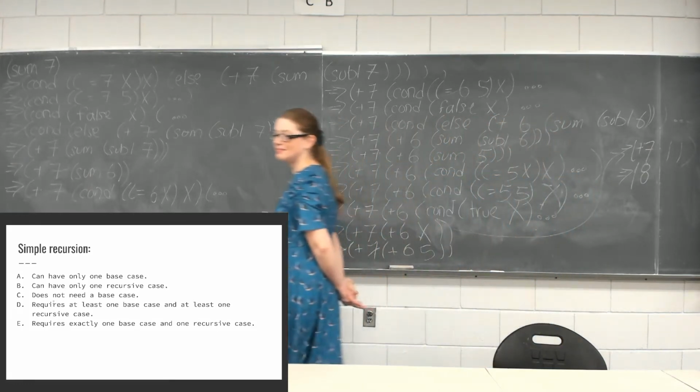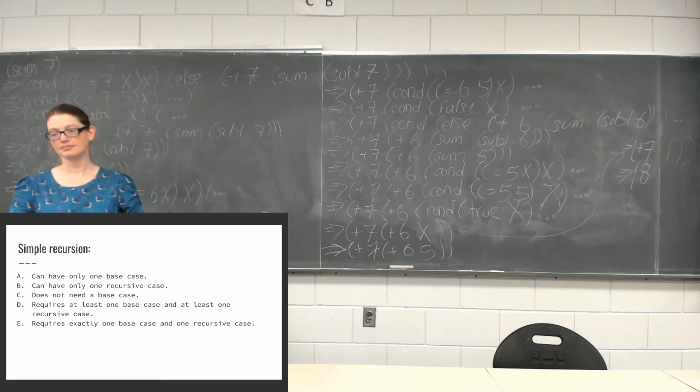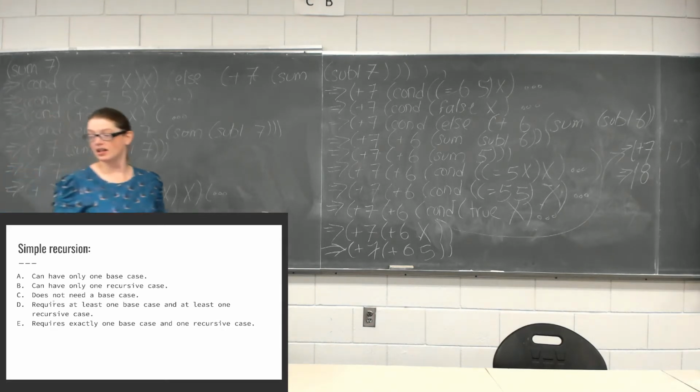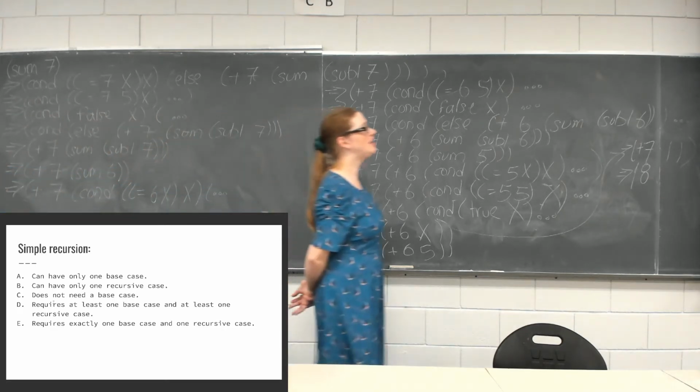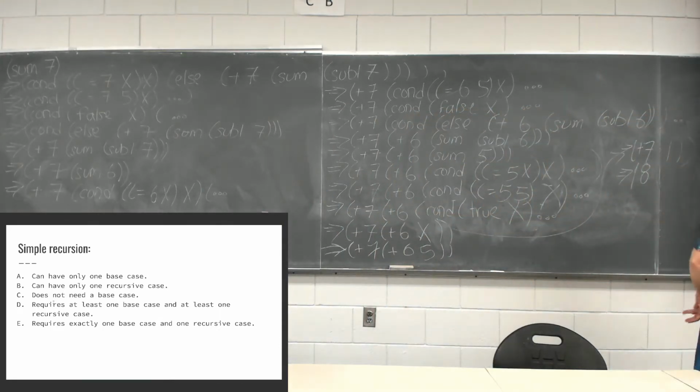All right, so lots of division again on this one. The answer is actually D. So if you have a recursive function, you have to have a base case. Because if you don't have a base case, you recurse forever, and that would be generally a bad thing. So it's not C, and everybody got that, so good job there.